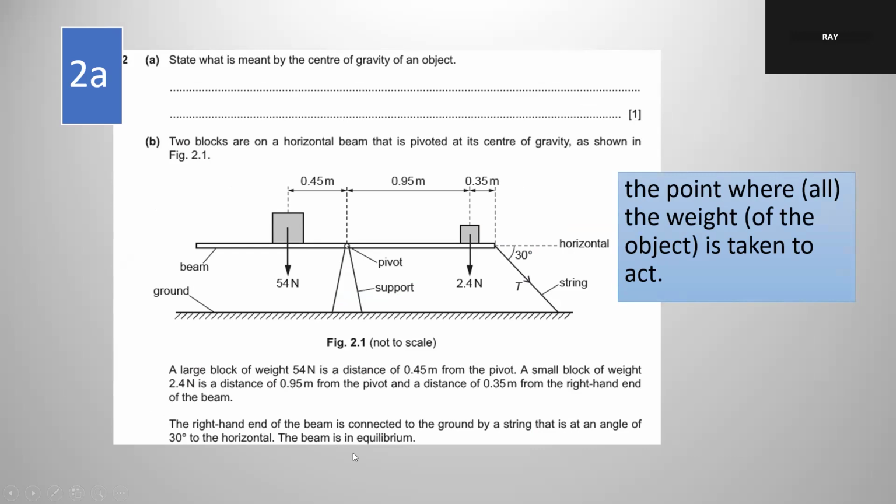Right? There's a string. There's your mass of 54 Newton. That's your distance from the pivot. And that is the mass, 2.4 Newton, 0.95 meter. And then from the end is 0.35. And then this string made an angle of 30 degrees to the horizontal.